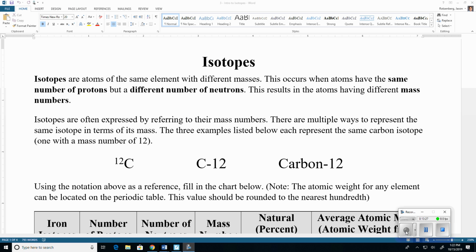Okay, so what I would like to do with this isotopes packet is go over the front page with you, and then the rest of it I would like you to work on your own with each other, again, however you choose to approach this. To start off with, it gives you the definition of an isotope at the very top. Isotopes are atoms of the same element with a different mass. This occurs when they have the same number of protons but a different number of neutrons. That results in a different mass.